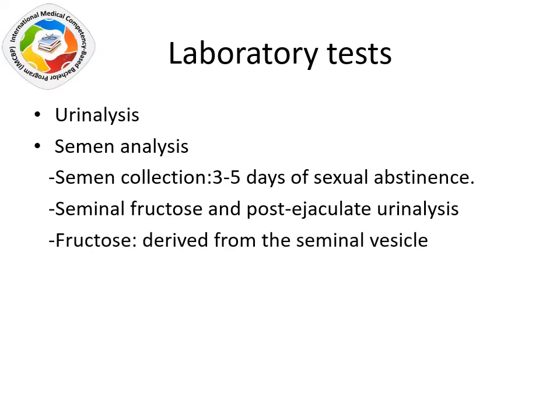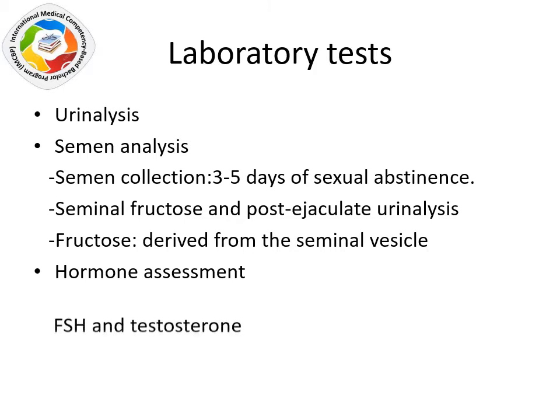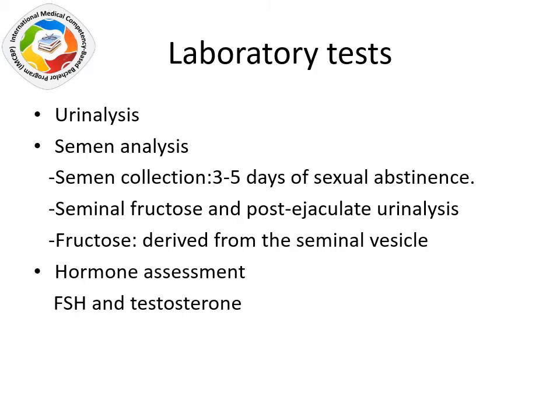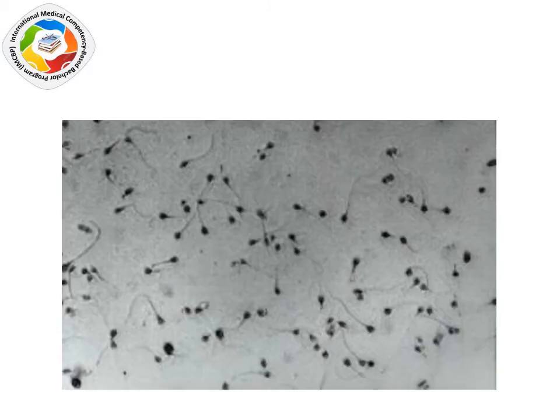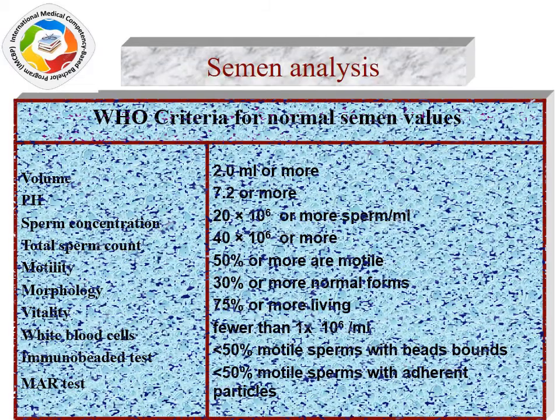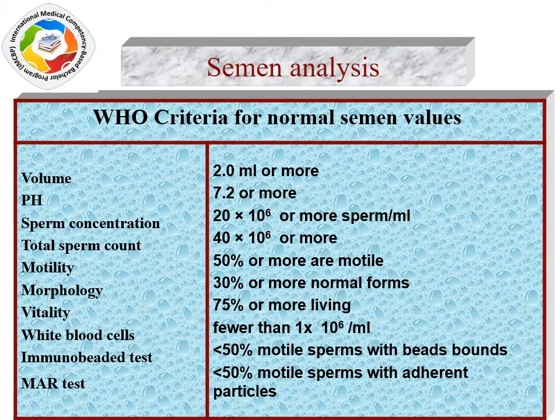Fructose, why fructose? As we know, it comes from the seminal vesicle. Absence of fructose means there is ejaculatory duct obstruction or seminal vesicle obstruction. Also, some hormones must be assessed in this patient, like FSH, testosterone, and prolactin. This slide shows the different sperms under the microscope. These are the WHO criteria for normal semen values.